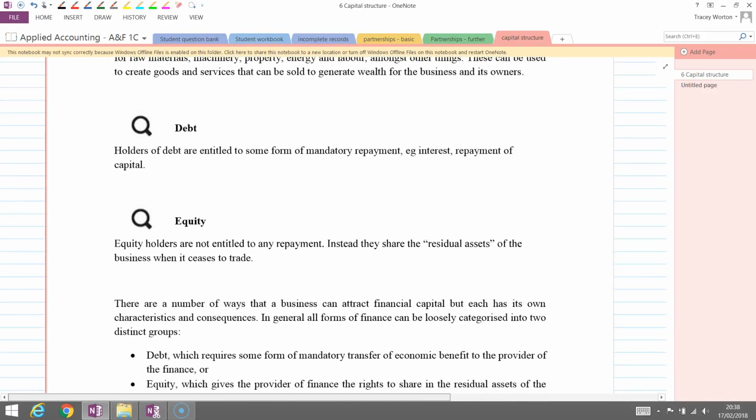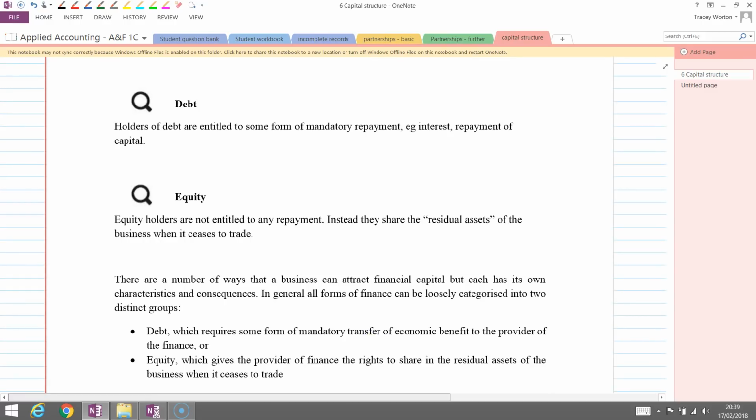So the main splits of capital within a company: so debt. The holders of debt are entitled to some form of mandatory repayment, e.g. interest, and eventually the repayment of the amount that was lent. Equity, share capital. Shareholders or equity holders are not entitled to any repayment. Instead, they share the residual assets, so assets minus liabilities, of the business when it ceases to trade. There are a number of ways that a business can attract financial capital, but each has its own characteristics and consequences.